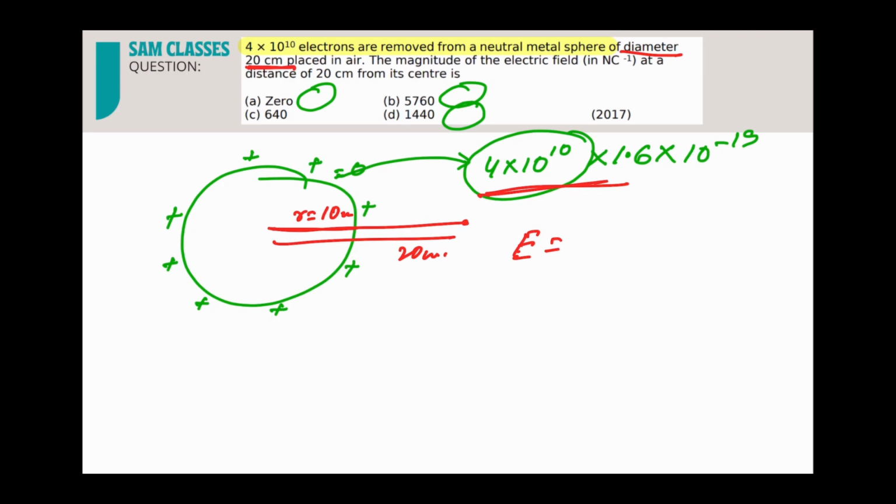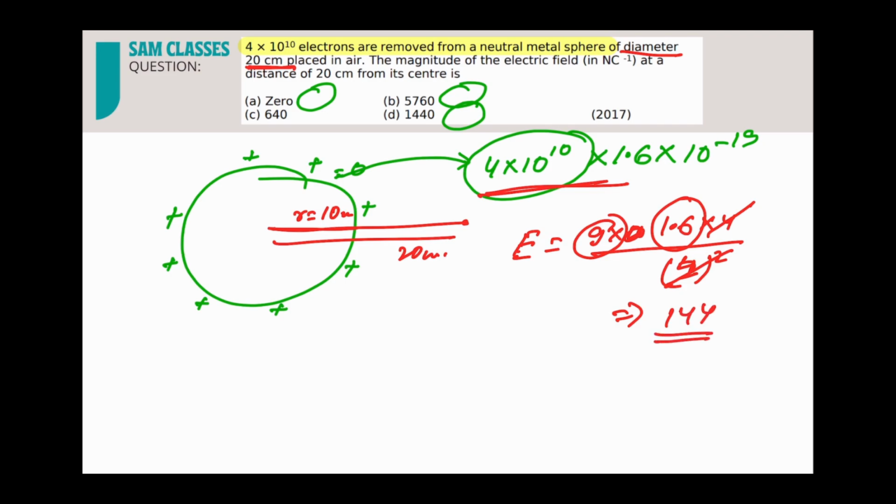What is E? K. K we already know. I'll write 9 into 10 power. I don't need to write the power also. So K into Q by D square, so 1.6 into 4 divided by D square, correct? So what is my D, student? 2 square, so that is 4. Write it down, 2 square, correct? So this and this will be cancelled and 9 into 1.6 is how much? 14.4, correct? So you'll get the value 1440. So you don't have to do any calculation. See, this is worthless, this is worthless. I didn't need to convert this, okay.